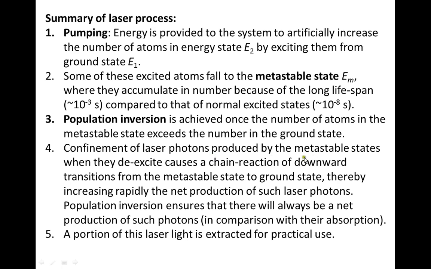The confinement of laser photons produced by the metastable states, when they de-excite, causes a chain reaction of downward transitions from the metastable state to the ground state. Hence, this increases rapidly the net production of such laser photons. And population inversion ensures that there will always be a net production of such photons. And of course, lastly, you must also have this light in a laser cavity.